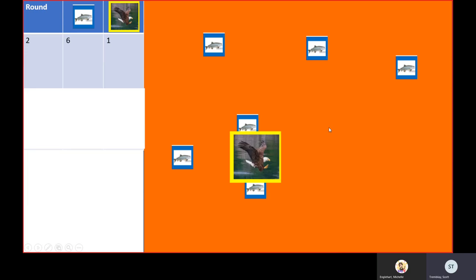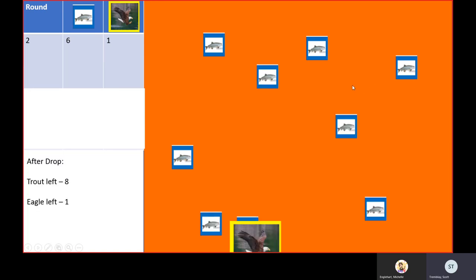And third round, so we still haven't made any changes before this round. This guy gets two meals, two trout now. He's going to fly away with both. But most importantly, we're doubling these other 4 to 8. So now we end up with 8-1.